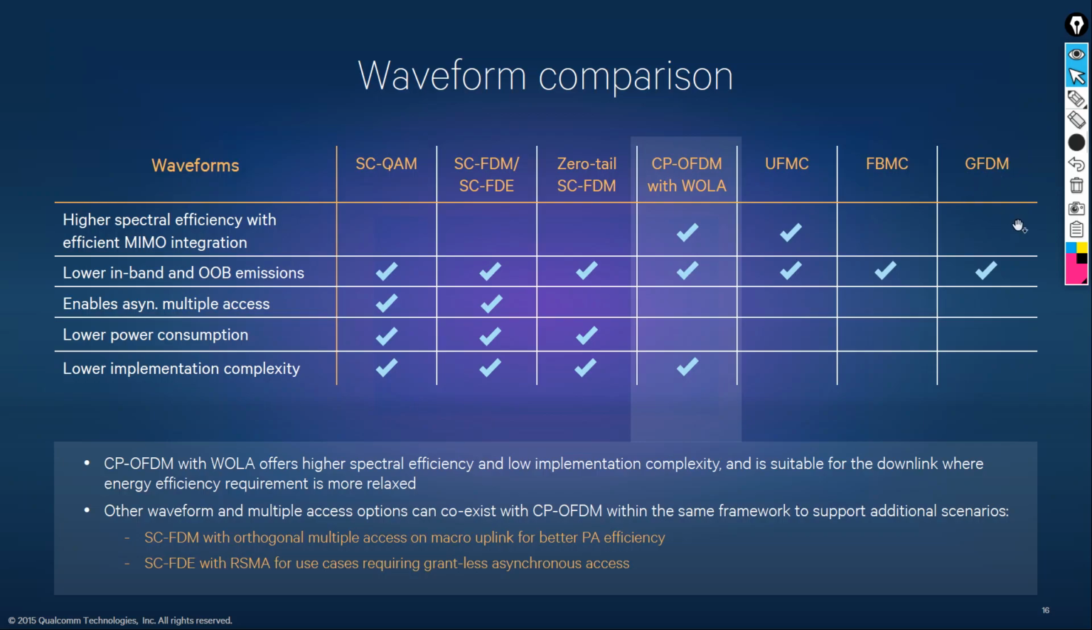UFMC and GFDM, actually they are out of comparison. You cannot compare with them because they are failing, as you can see here on the table. So due to the importance of spectral efficiency, we couldn't choose any one of these, although they are very good in the other parameters. So this high spectral efficiency, the weight of this is 50%, or 60.